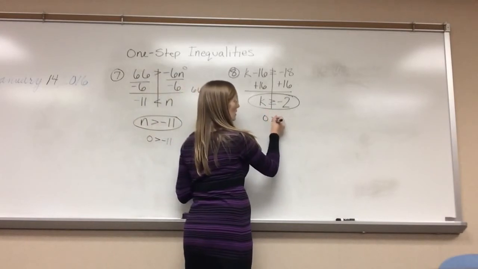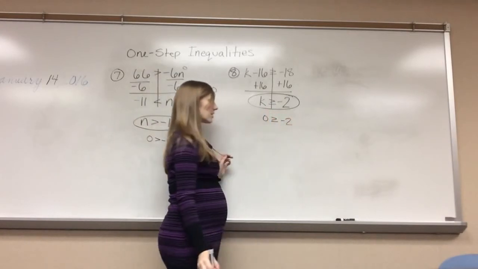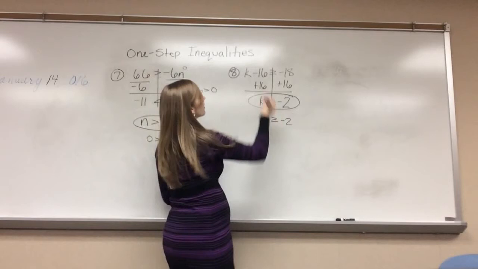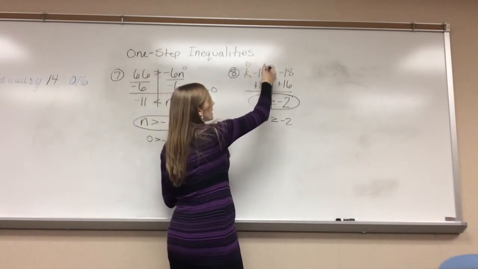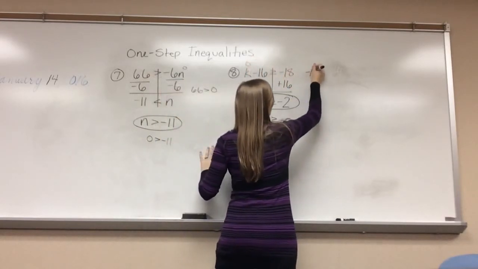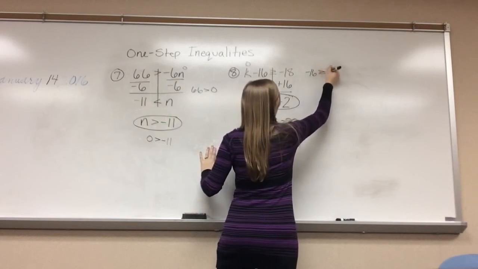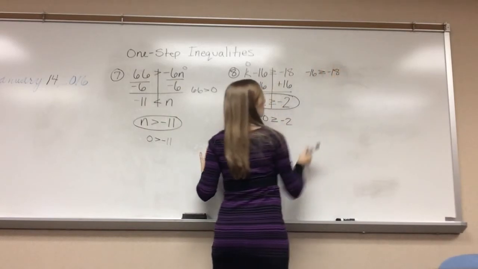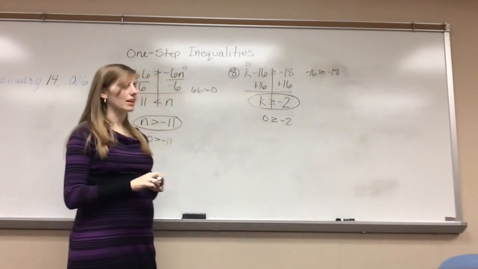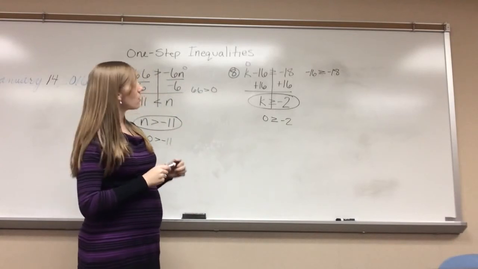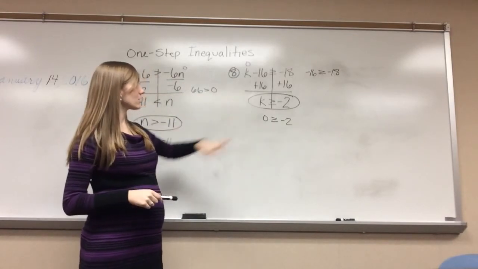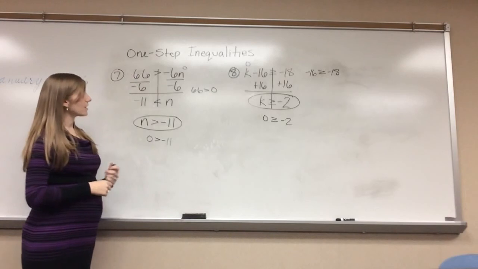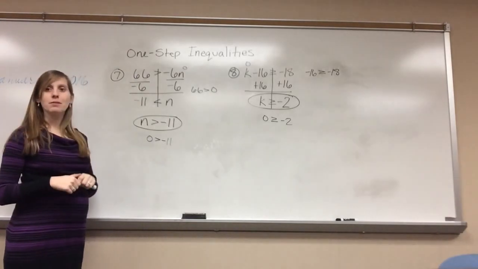0 is greater than or equal to negative 2, so put in 0 for k. 0 minus 16 is negative 16. Is greater than or equal to negative 18. Well, negative 16 is bigger than negative 18, so my inequality is correct. And that's the end of our lesson on solving one-step inequalities.